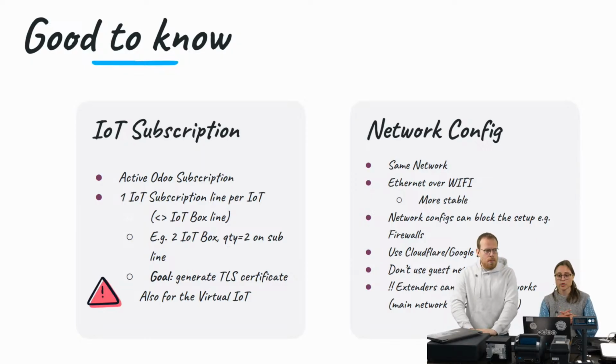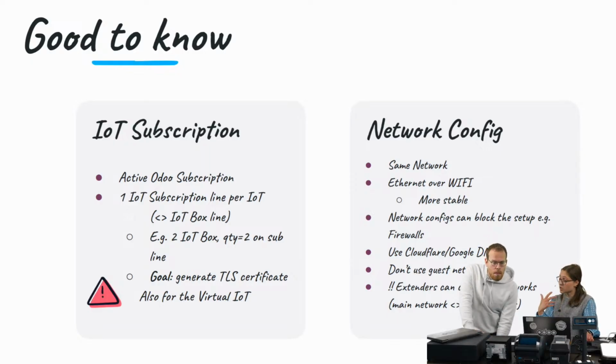Exactly. So here you need to know that if you have 2 IoT boxes, the quantity also needs to be 2 on the subscription line. Otherwise, you just generate 1 SSL, or the new name TLS, certificate for your IoT. Now, the network is very important here as well. You need to be on the same network.